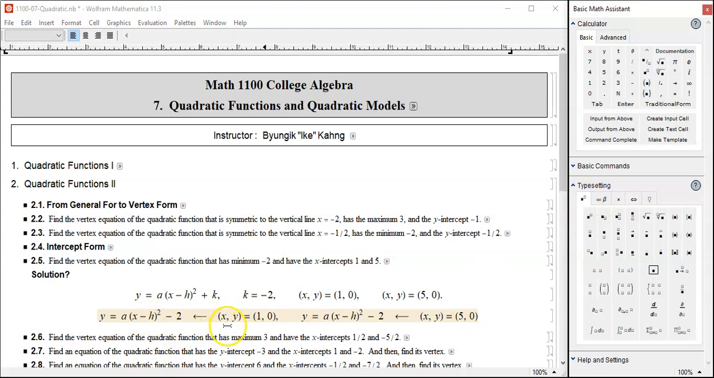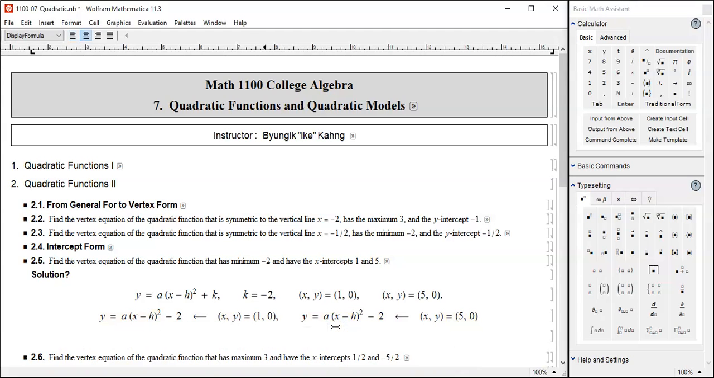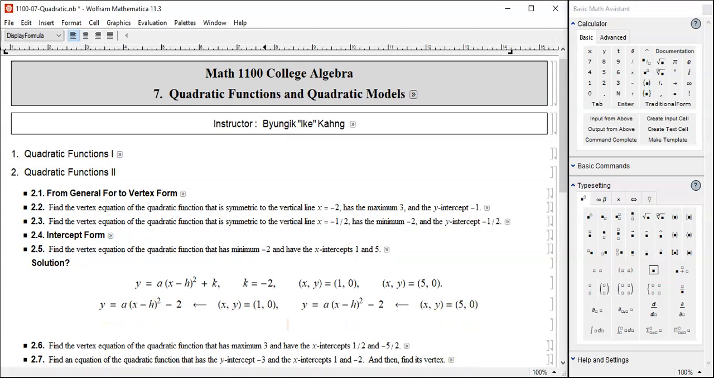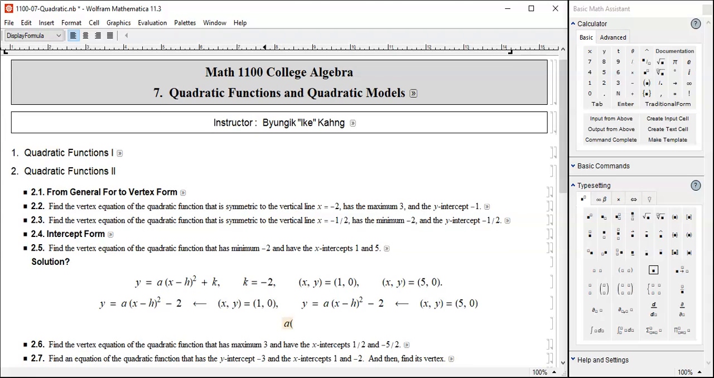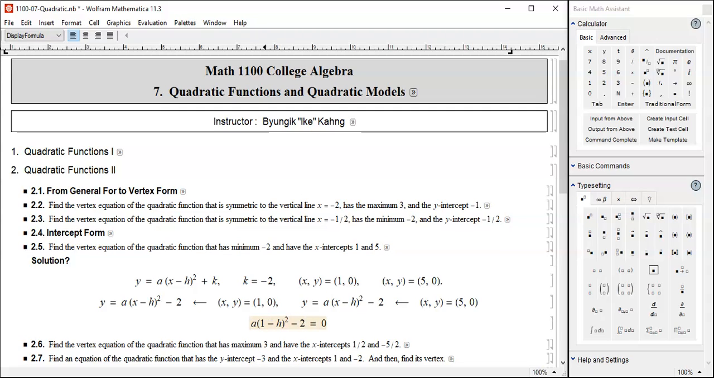Okay? So we have 2 x-intercepts, x is 1 and x is 5. So for each case, the y-coordinate should be 0. The graph is cutting through the x-axis, so the y-coordinate is 0. So if I plug those in, what do we have? All right, y equals 0. So a times (1 minus h) squared minus 2 is equal to 0. This is what I get from the first. A times (5 minus h) squared minus 2 is equal to 0. That's what I get.